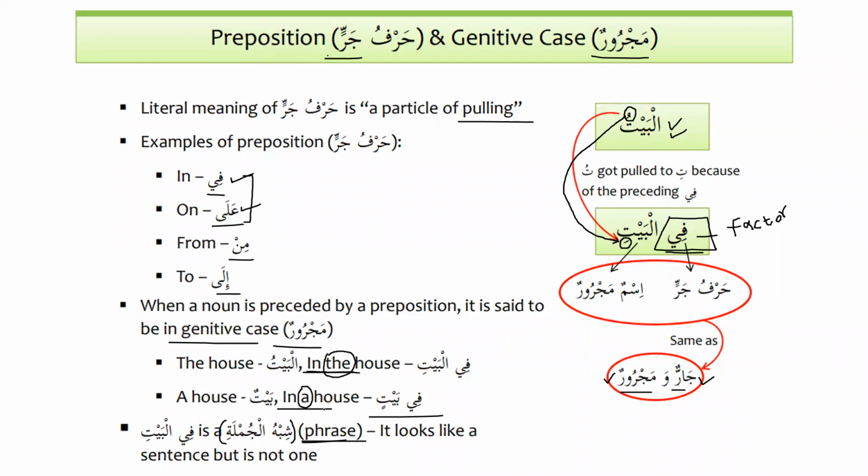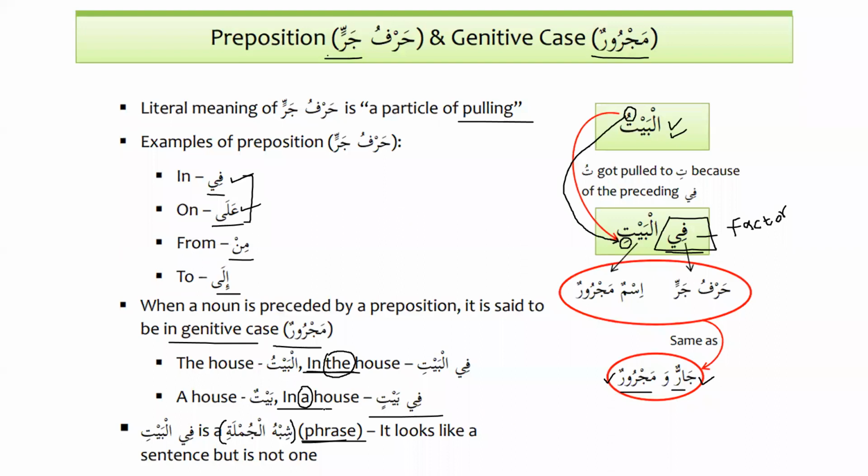So when you say Ana fil Baytil Mukarrami, I am in the holy house, it will be clear from the context that you are saying that I'm in Makkah. But when you say Ana fi Makkah fi Baytin, I'm in Makkah in a house, then it means you can be in any other house, but you are not in Al-Haram.